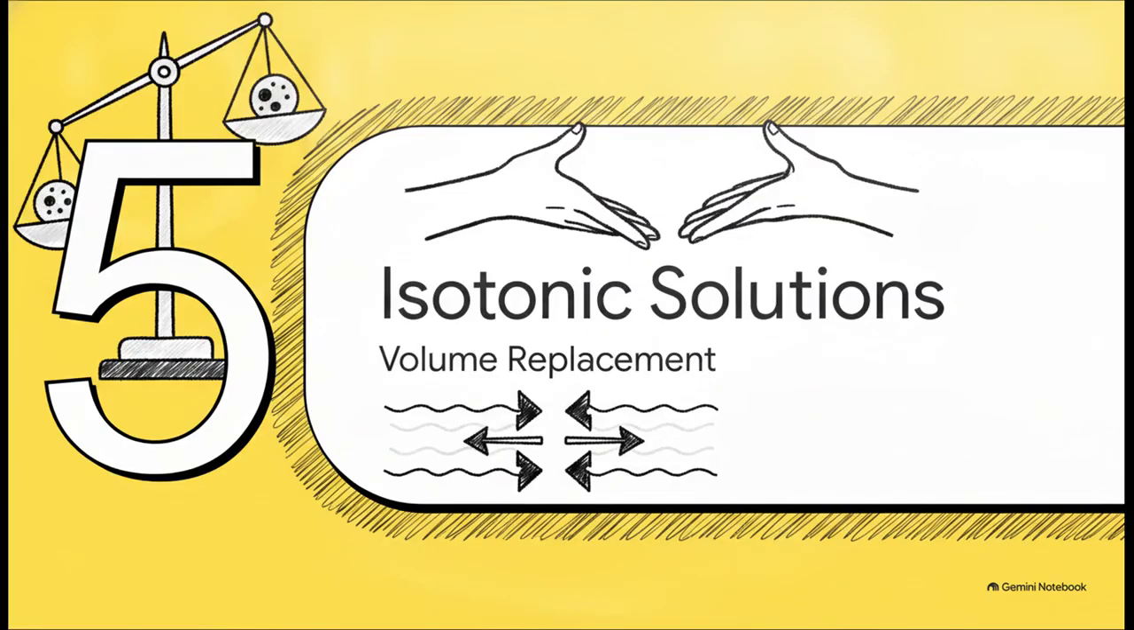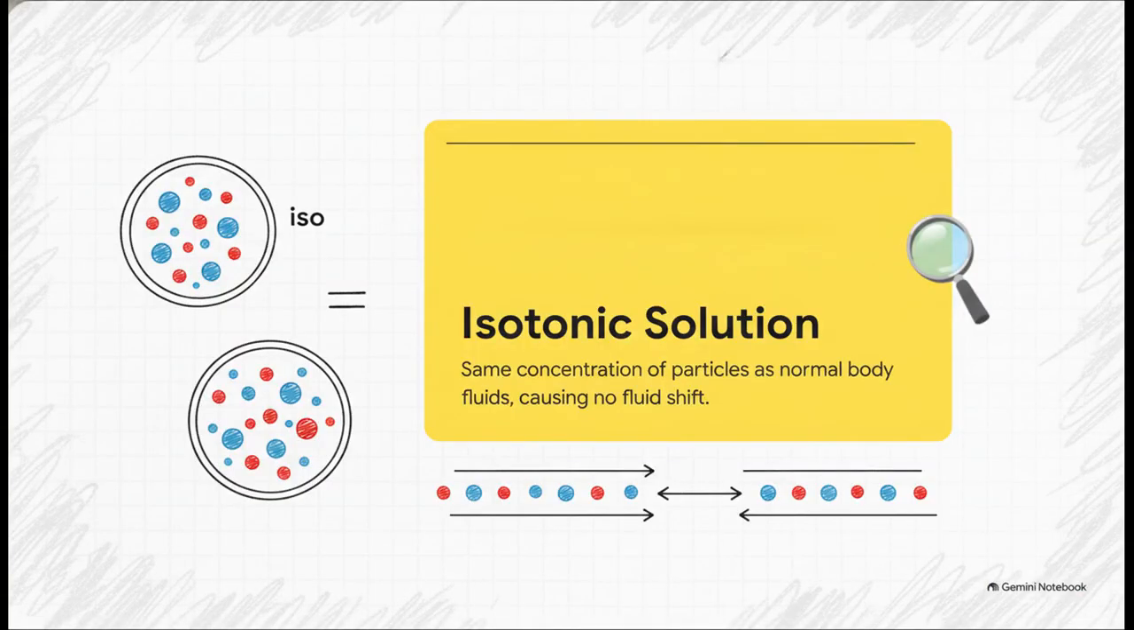All right, Section 5, isotonic, volume replacement. Here's where we find the middle ground, the scenario of perfect balance. The prefix iso means same. So an isotonic fluid has the exact same concentration of sodium and water as your normal body fluids. So the crucial point is, because the concentration is perfectly equal on both the inside and the outside, there's no major osmotic shift pulling water in either direction.